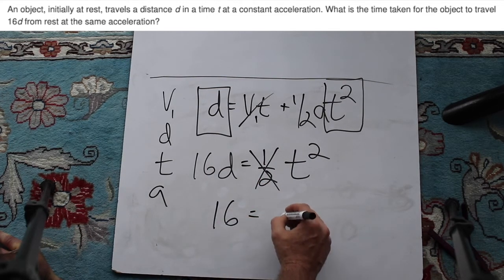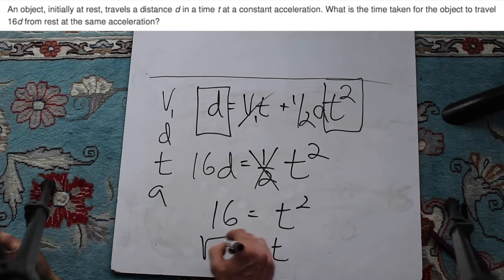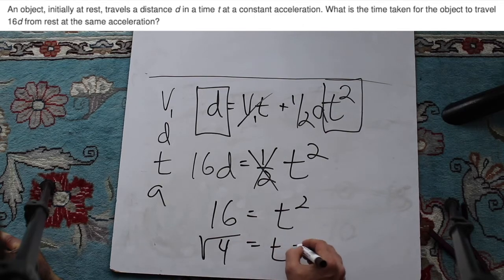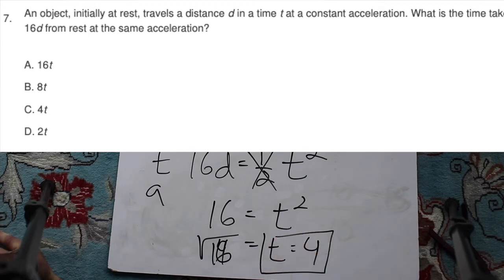So the question is, by what factor does the right-hand side change? And if we do some math here, we'll see that the square root of 16 is equal to 4. And so the correct answer to this question would be C, 4t.